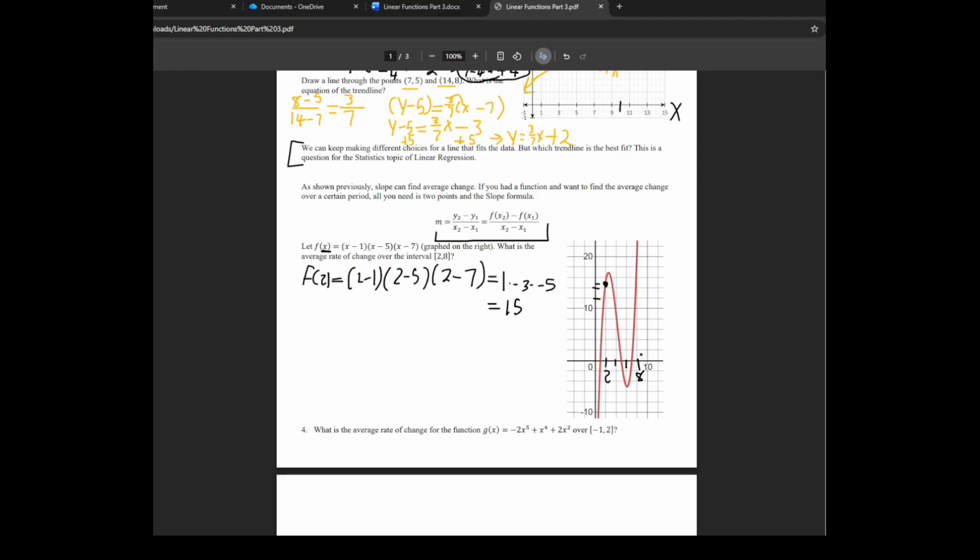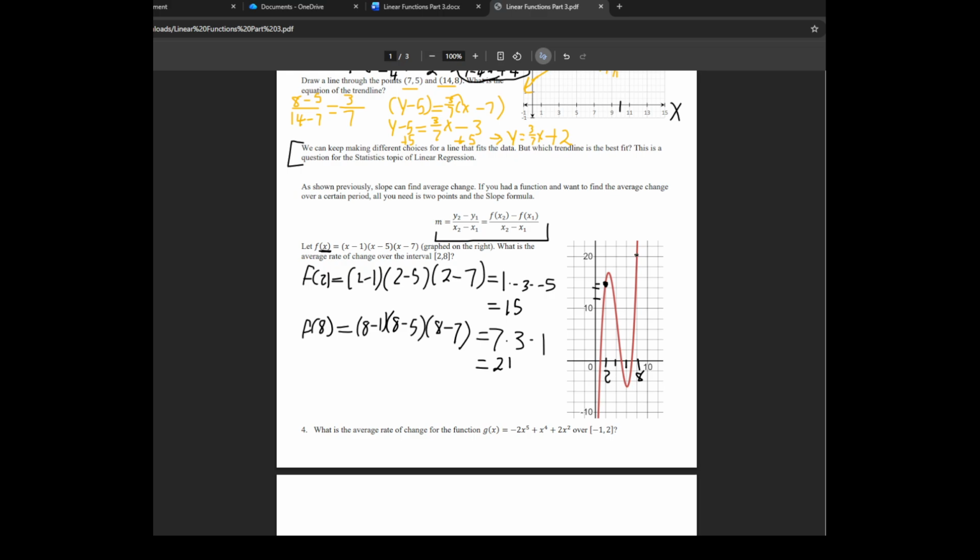Point number 2. Now in order to find the output for when I plug in 8, I'm going to plug 8 into my function. So f of 8 will equal, everywhere I see an x, I'll just replace it with 8. So 8 minus 1 times 8 minus 5 times 8 minus 7. This will give us 7 times 3 times 1. This will just be 21. Okay, so when we plug in 8, we get out 21.